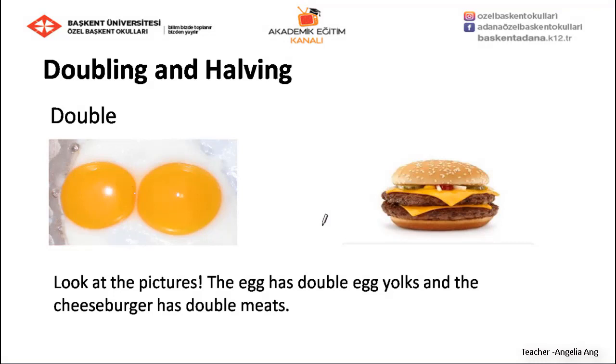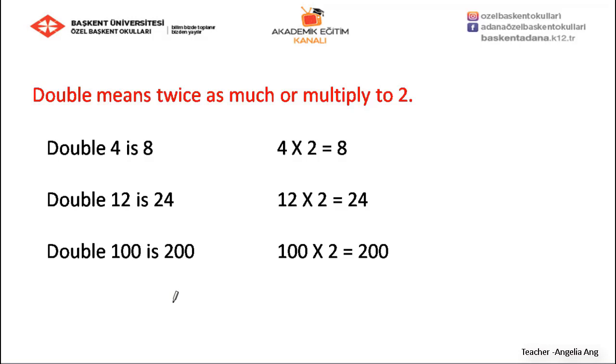Doubling and halving. What is double? Look at the pictures. The egg has double egg yolks, and the cheeseburger has double meats. Double means twice as much or multiplied by 2. Double 4 is 8, double 12 is 24, and double 100 is 200.